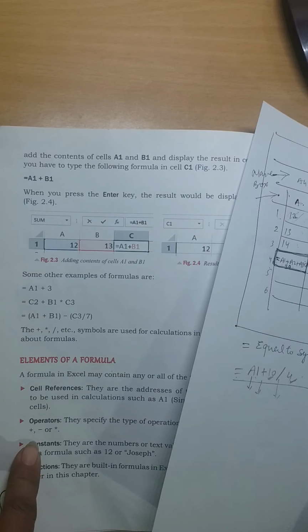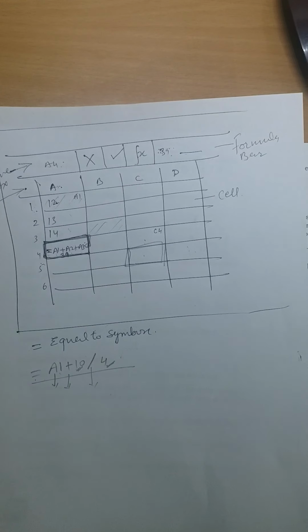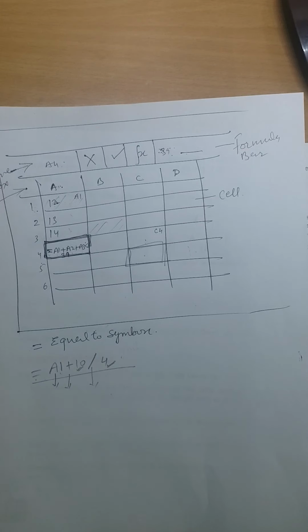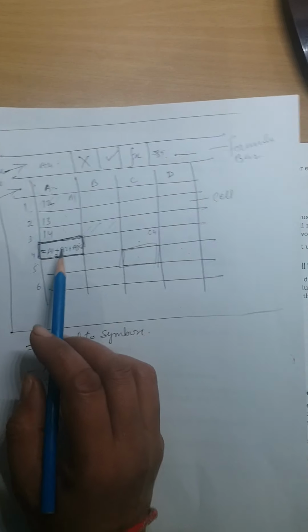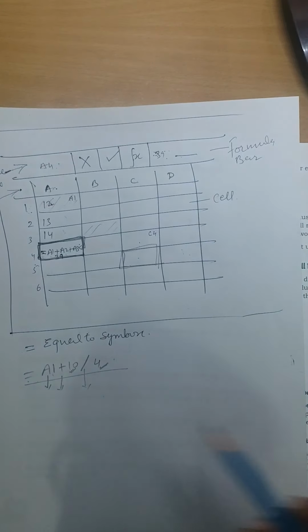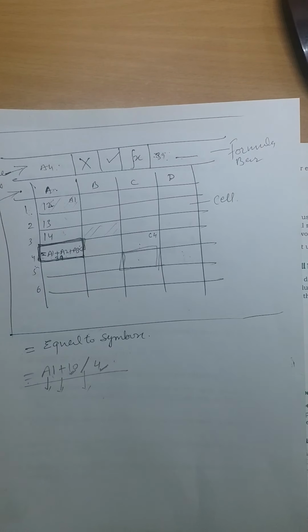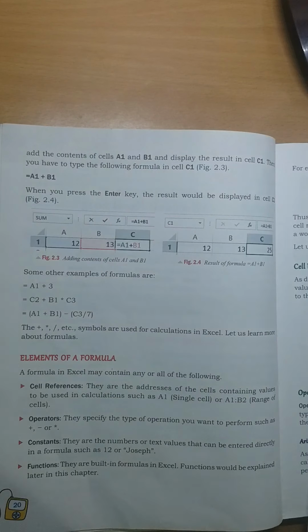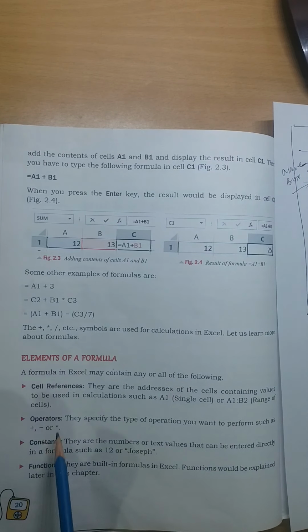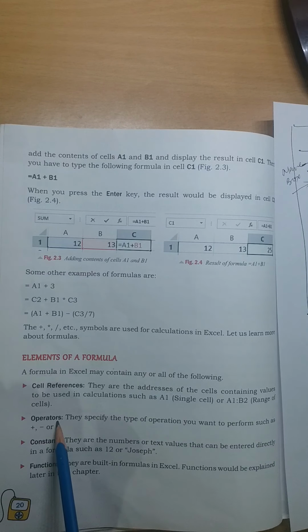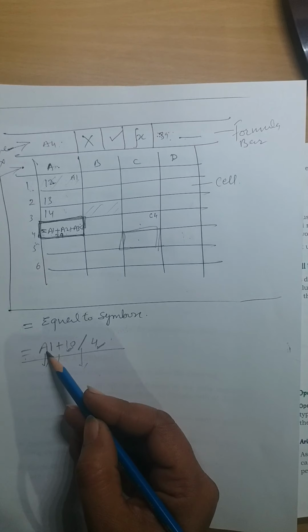Then operator. Whatever operation you want to perform, according to that you have to use some mathematical symbols to perform the calculation. As you have used here the plus symbol, plus sign, and here plus and division symbol. So these are considered as operators. So the second element is operator. Operator decides whatever operation you want to perform. And after that constant, as A1 is the cell reference.